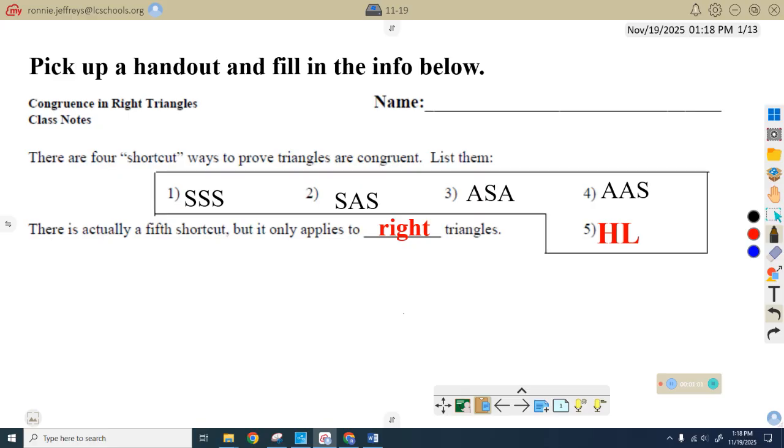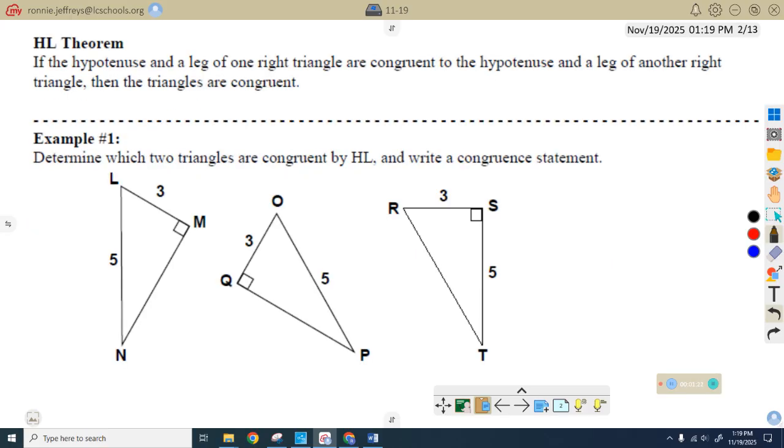The easiest one is what we're doing today, which is HL. That stands for hypotenuse leg, and it only applies to right triangles. The hypotenuse leg theorem says that if you have 2 triangles and the hypotenuse of both of them are congruent and corresponding legs are congruent, then the whole triangles are congruent.